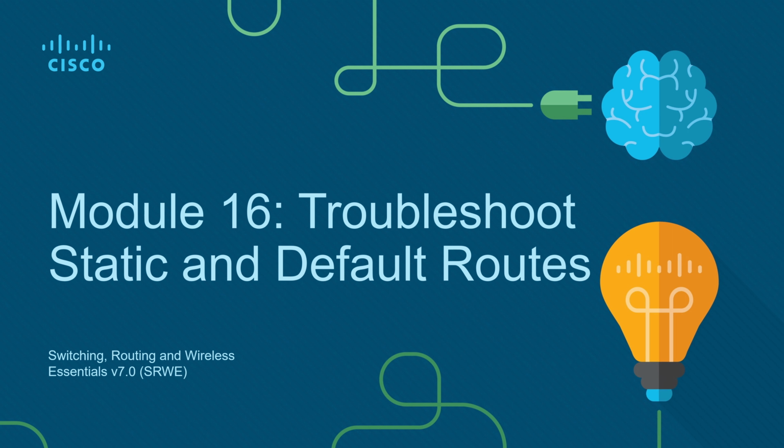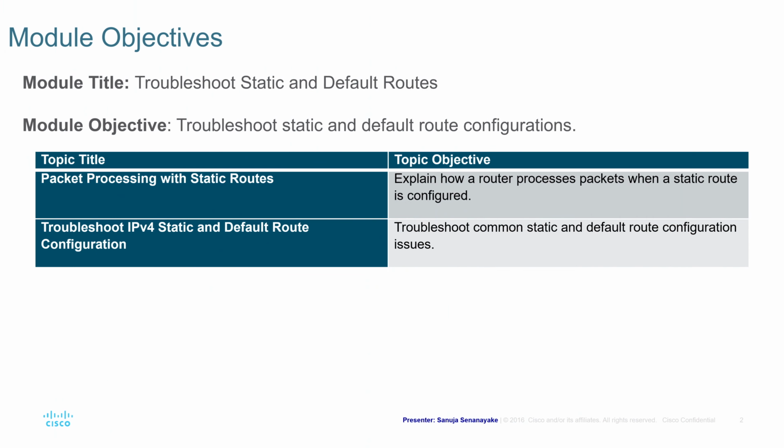Today, I will cover module number 16, which is Troubleshoot Static and Default Routes. The primary objective of this module is to learn how we can troubleshoot static and default route configurations. We will cover packet processing with static routes and troubleshoot IPv4 static and default route configuration.